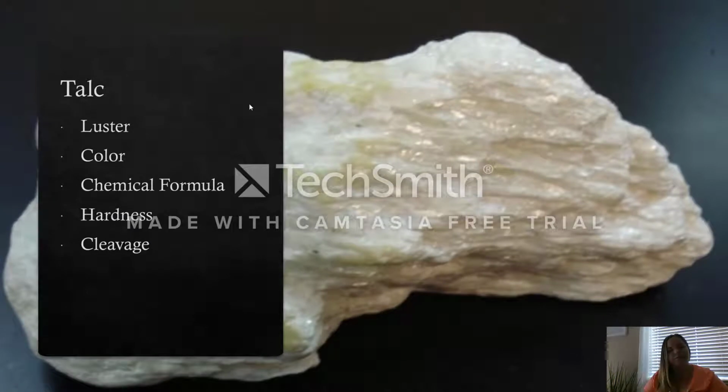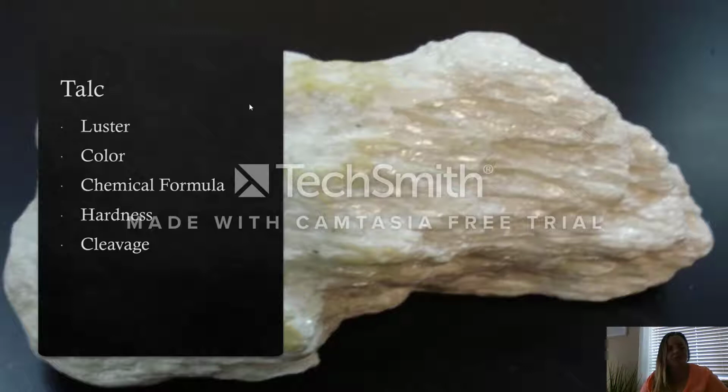Okay, so we're going to go through 6 different minerals. We're going to look at their properties, and then we're going to see if you can, at the end of this video, decide which mineral belongs to which particular household item.